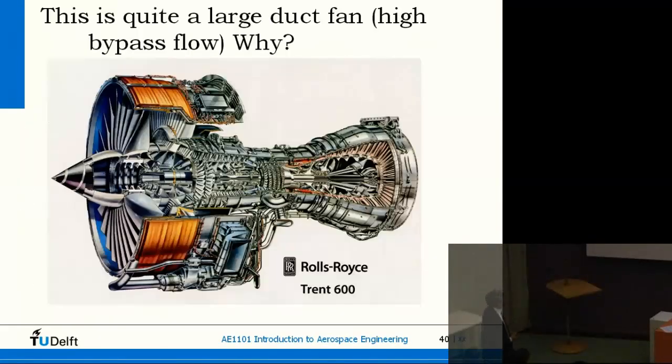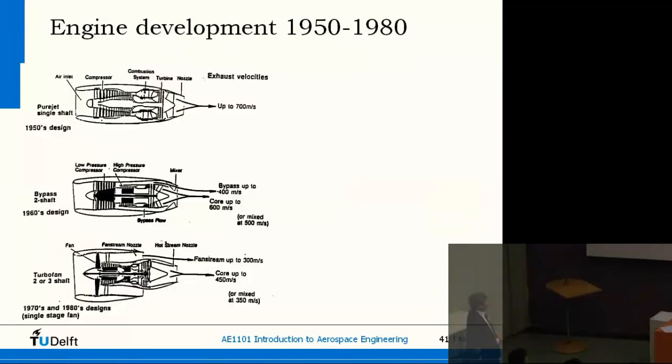One of them is that the fan can be really large. So the bypass ratio, the amount of air that you take around the engine compared to the amount that goes through, has increased over the past few years. Why is this? Well, here we see the pure jet engine. Here we see a bypass 2 shaft, and here we see a 2 or 3 shaft bypass. So different stages. We have 2 stages internally here, and the third one is actually the turbofan.